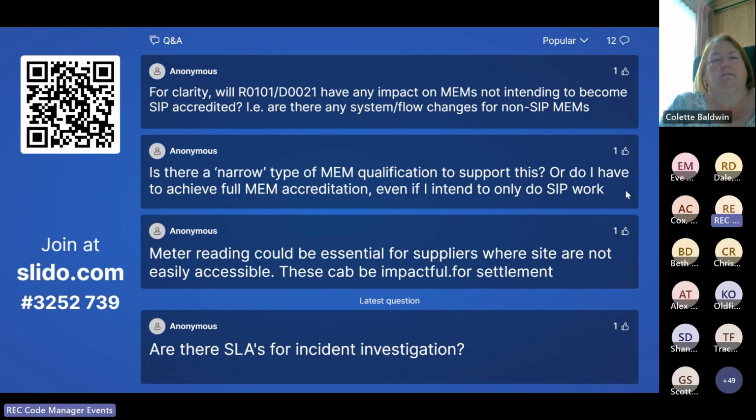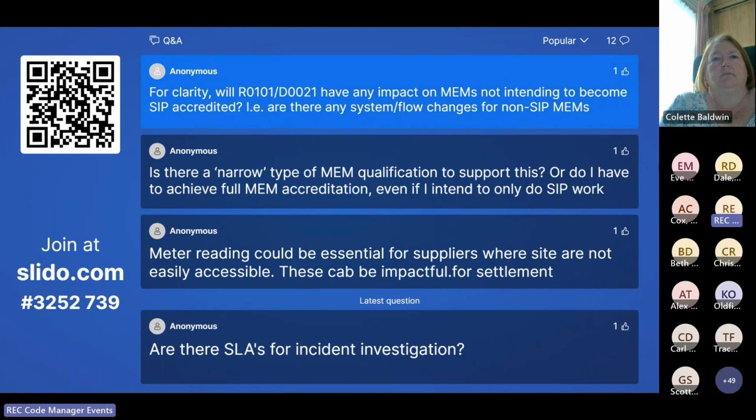Thanks for the clarification, Alex. Next question then. For clarity, will R0101 and R21 have any impact on MEMs not intending to become SIP accredited, i.e. are there any system change or flow changes for non-SIP MEMs? Do you have to make the changes if you're not going to be a SIP?